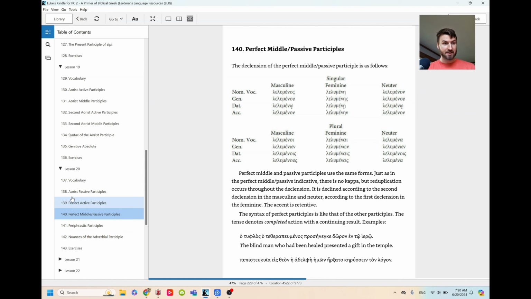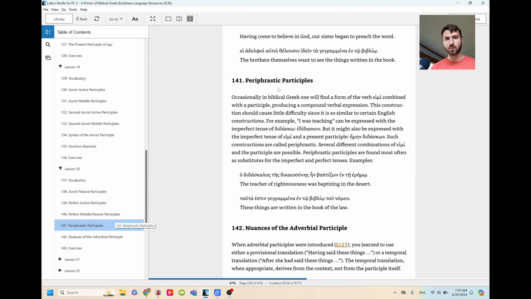Okay, then lesson 20 ends with a few additions here. So one is on periphrastic participles, and what these are is a participle can be combined with a form of eimi, and these aren't that hard. When they come up in Greek, they're pretty easy to translate and recognize. So we actually do this in English. If we say, I was teaching, in English we are using a form of to be plus a participle. And so Greek can just do that too.